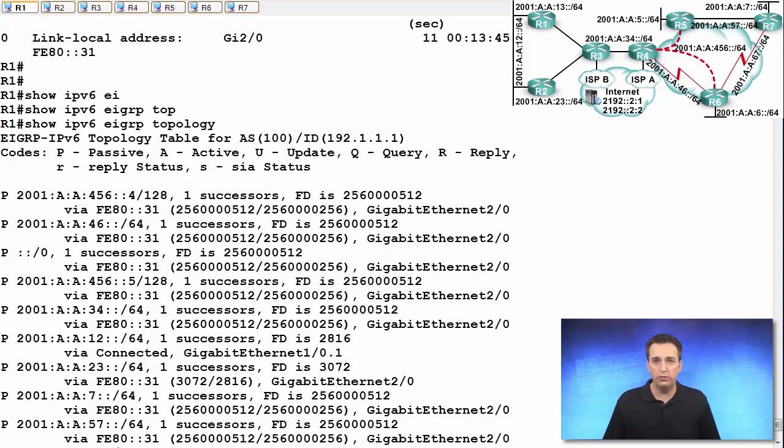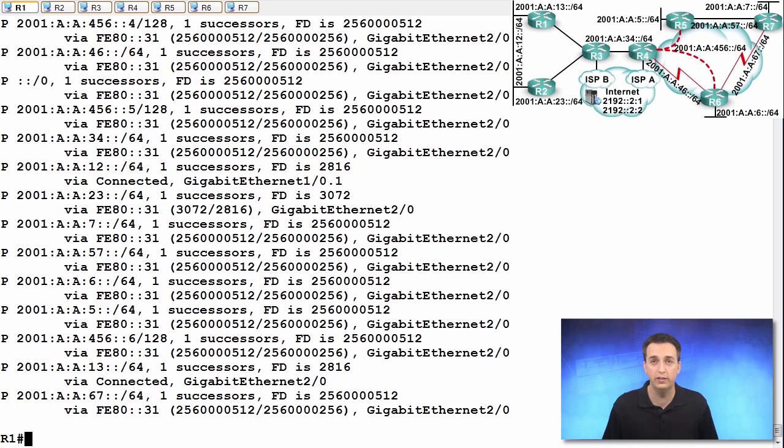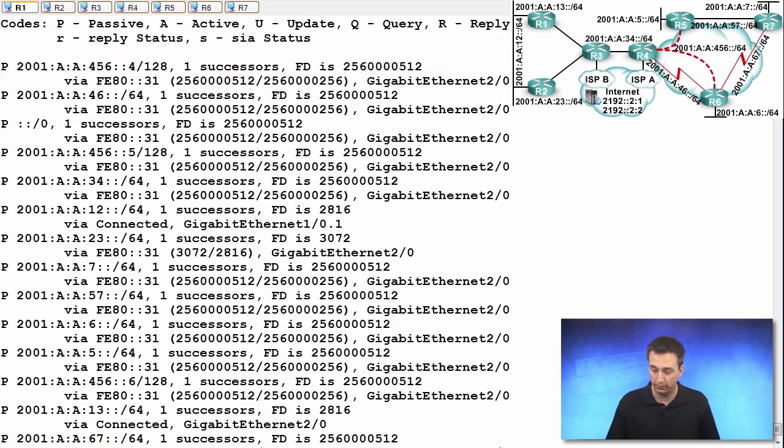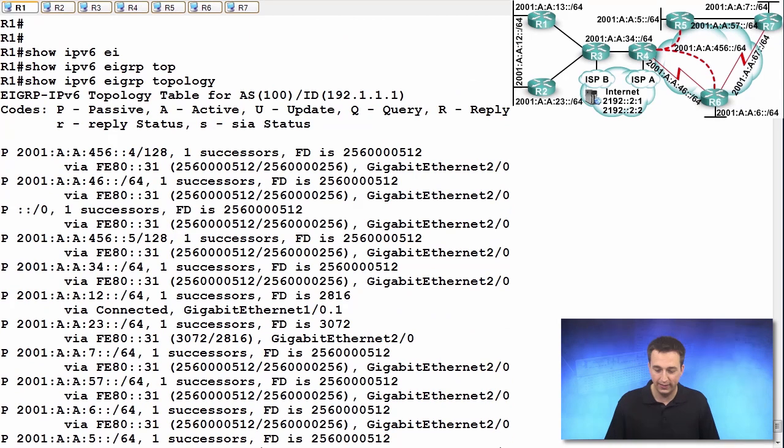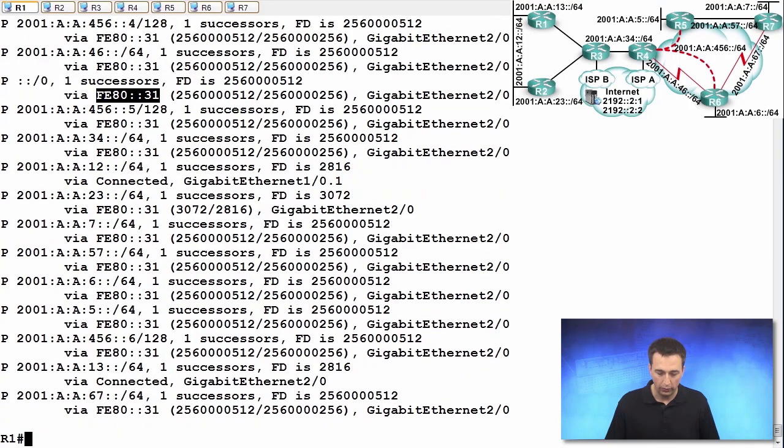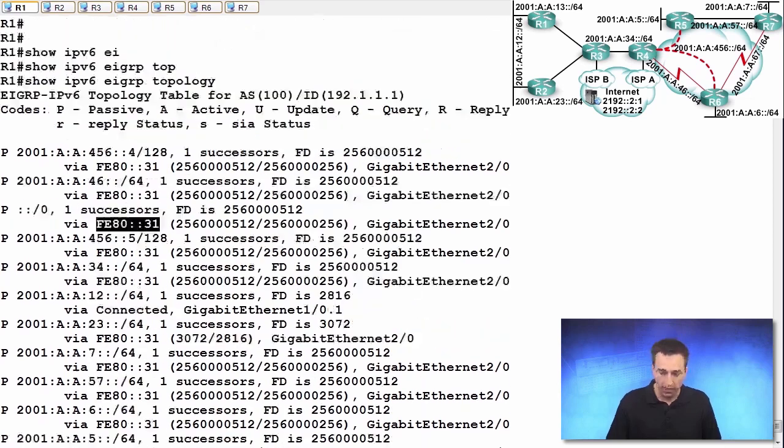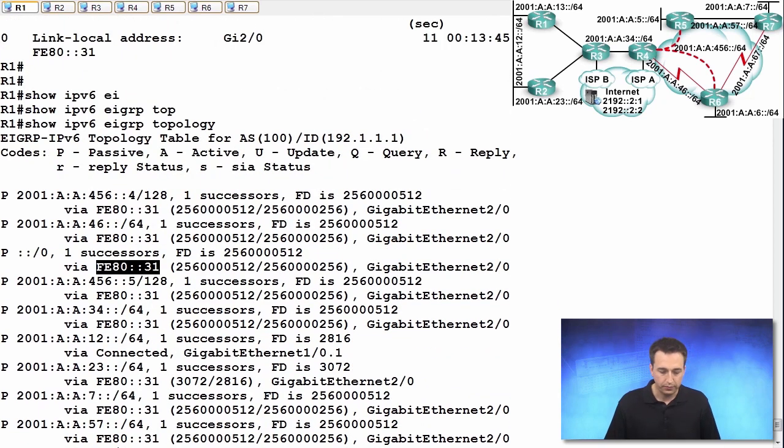And if we look really closely, everything we have learned is from R3. Absolutely everything. And how do I know that? Because it's telling me next hop is FE80::31. If we go down through it, that's all we see is ::31 as a next hop that can be utilized in order to reach these particular destination networks. But if we look closely at it, we can see the particular destination network that's being advertised. Successors, it says 1. That means there's one best path.